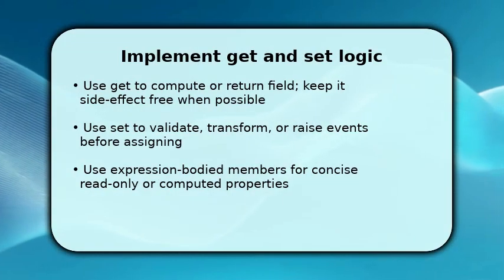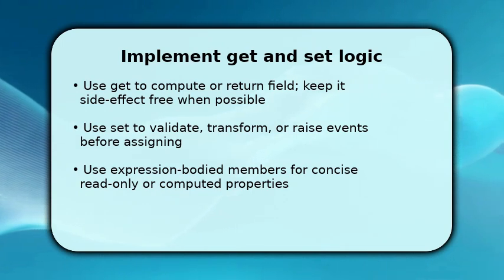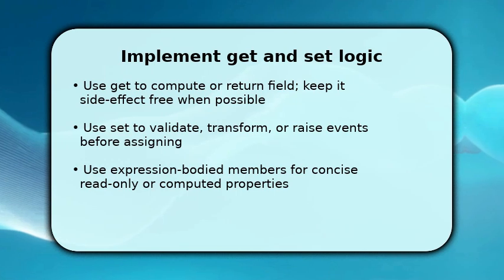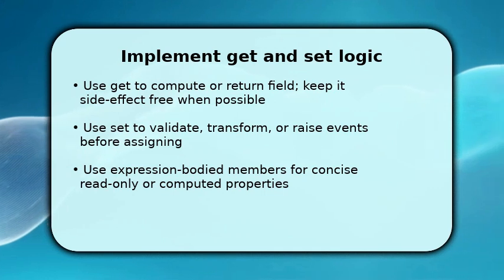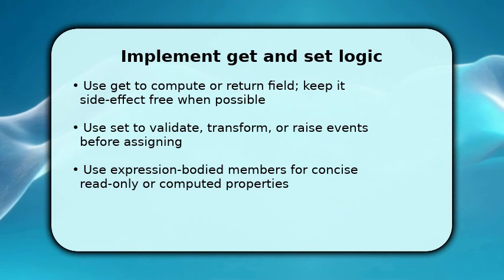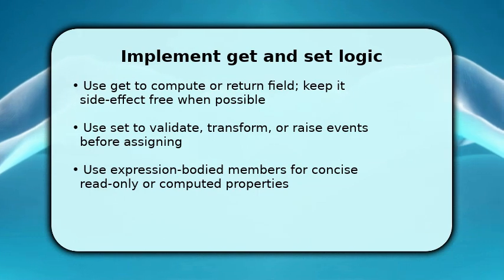You now implement the mechanics. Write get to return the backing field or compute a value, and write set to validate and assign. For example, check ranges, trim strings, or throw argument exception before assignment. Once you validate, set the private field and raise property changed if using data binding. Make sure to avoid heavy work in get. Prefer set for mutations. If property is read-only or simple computed, use expression-bodied syntax for clarity and fewer lines.